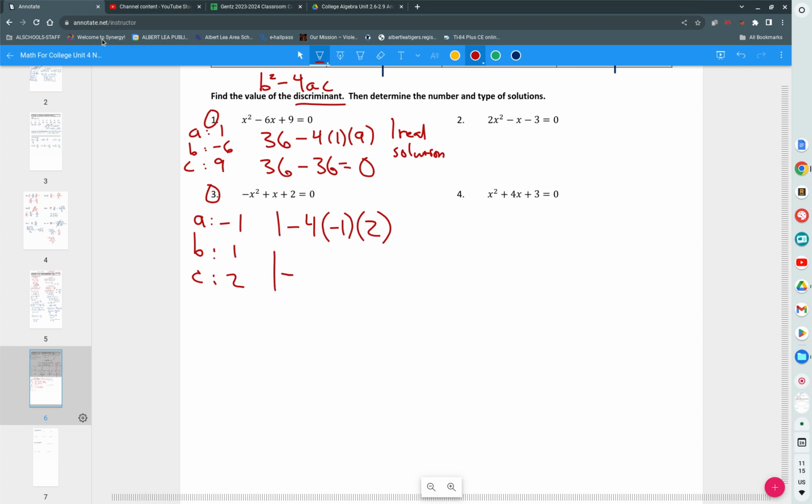Notice how I have 1 minus 4 times negative 1, which is negative 4, times 2 is negative 8. Notice how I get 1 minus negative 8. So it's 1 plus 8, which is 9. So that's a positive number. So how many solutions will you have? 2. 2 real solutions. Okay.